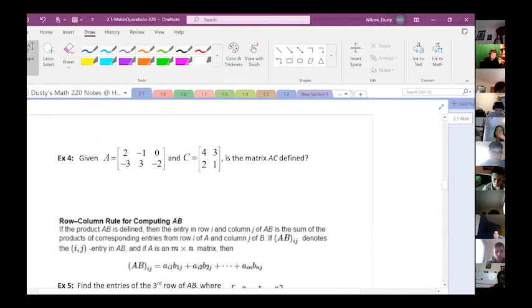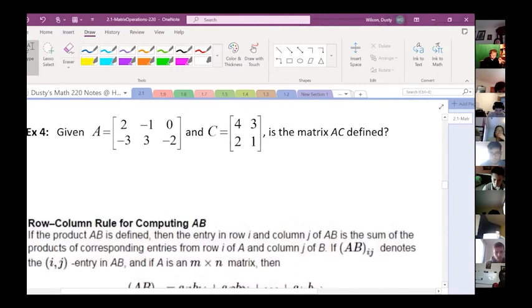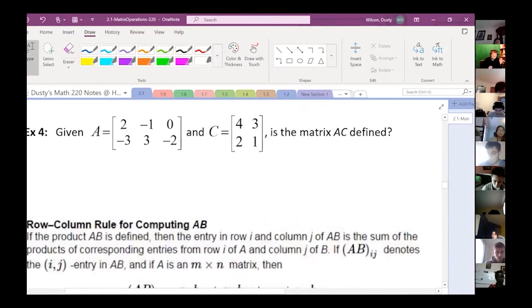All right, so let's just talk about the dimension side of this. So this is sort of getting at Hui's question. So we want to ask, is the matrix C times A defined? So first of all, what are the dimensions of matrix A? So it's 2 by 3. Remember, it's rows, then columns. And then what are the dimensions of matrix C? Got a 2 by 2. And so remember, in order for this to work, the middle ones have to match.